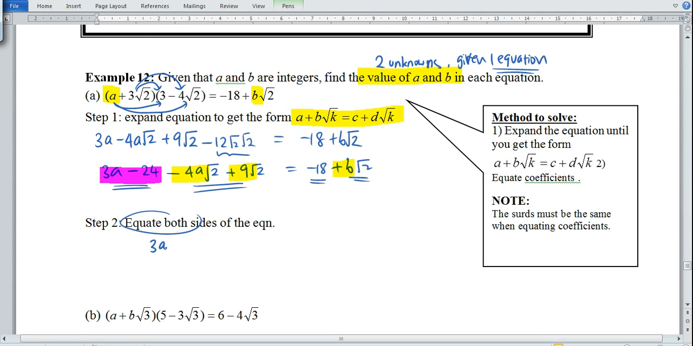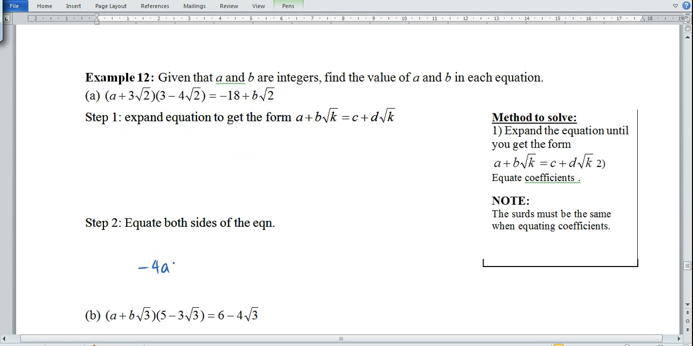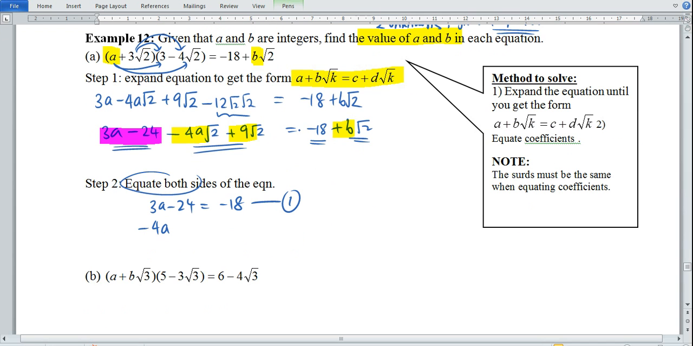I'm going to do a comparison to find my A and B. So 3A minus 24 is equal to negative 18. This is my first equation. And negative 4A plus 9, which are the numbers in front of square root 2, is equal to B. This is my second equation. So this is how I made myself two equations to find A and B, because the question only started with one equation, and yet we need to solve two unknowns. Using this technique, I can make myself two equations, and now I'm going to solve them simultaneously.